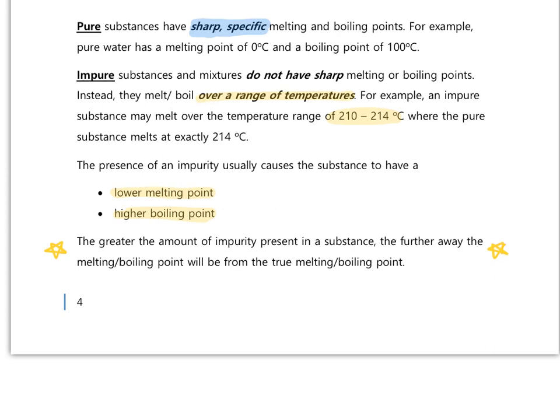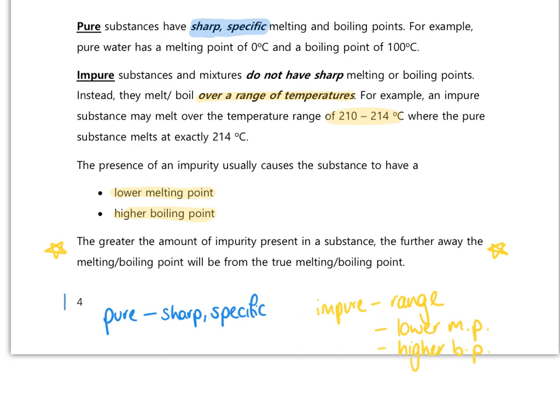But if it was 206 degrees C, we can see that it's even more impure because it's even lower than that expected melting point. So again, think of pure substances. The two words you want to be thinking of are sharp and specific. So pure substances have a sharp and specific melting point and boiling point. Impure substances will melt or boil over a range of temperatures, and the melting point that we see will tend to be lower. So it will have a lower melting point than the pure substance, and it will have a higher boiling point than the pure substance.